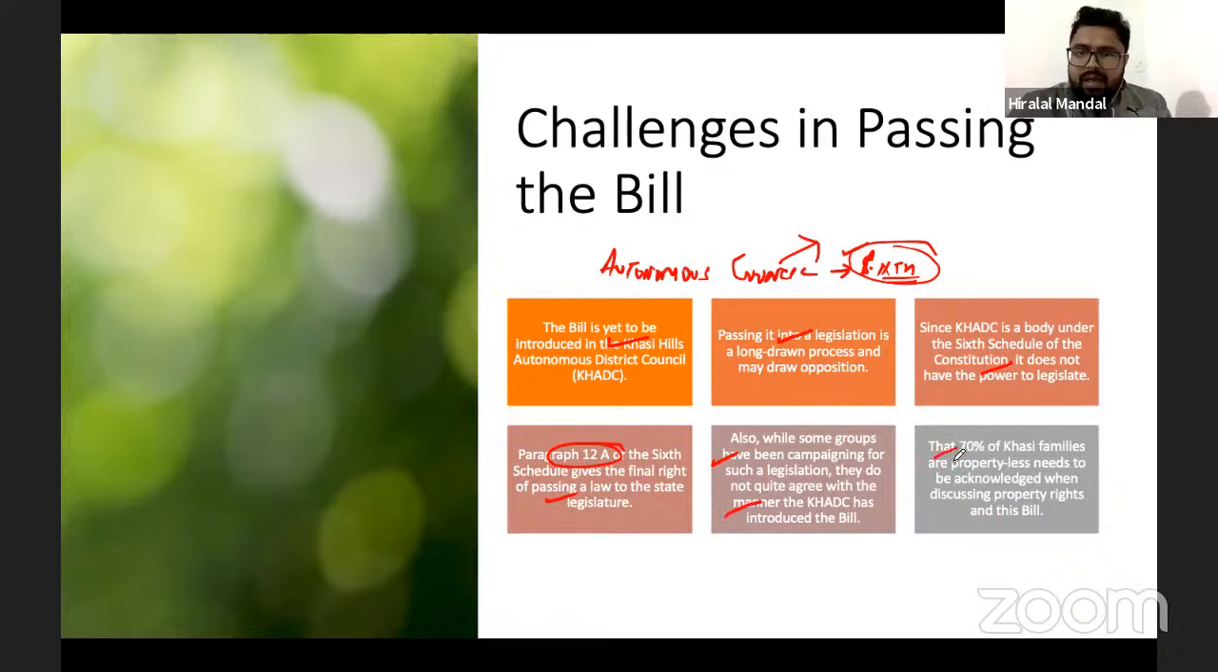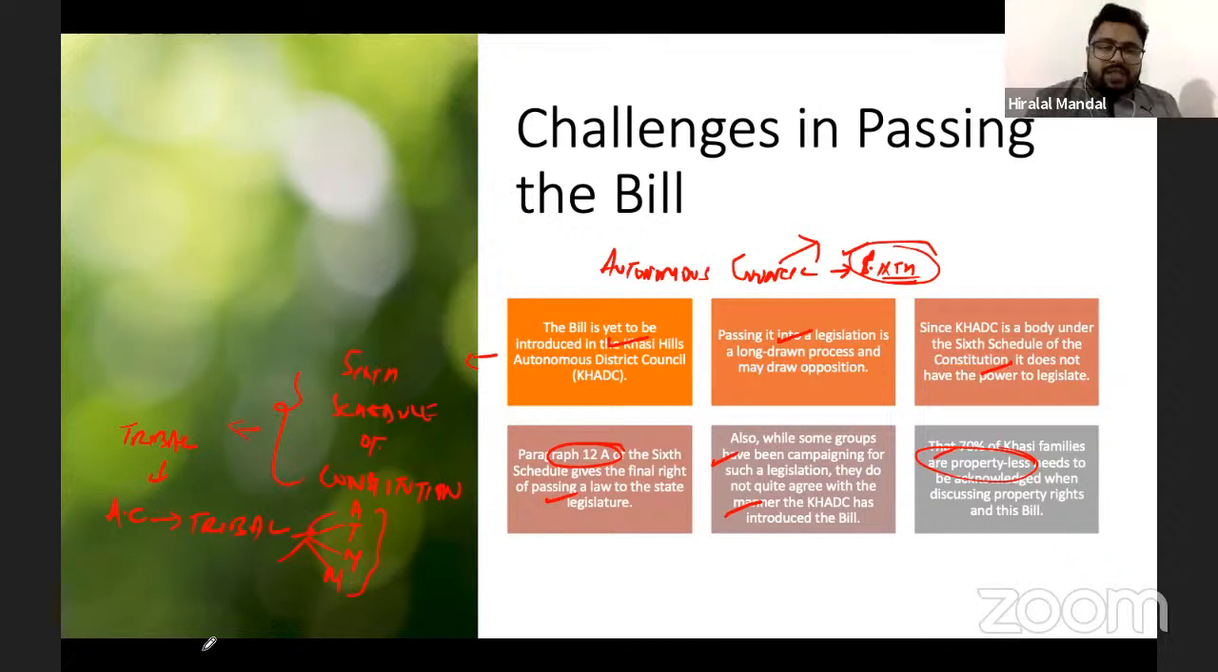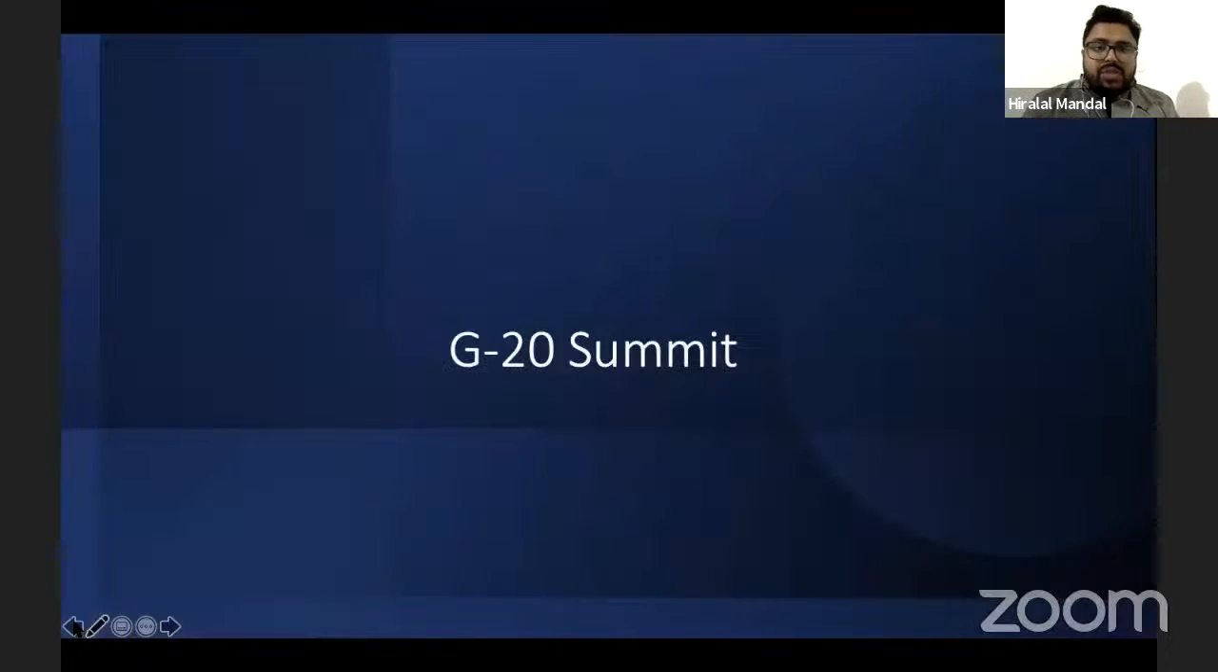Here we need to understand the Sixth Schedule of the Constitution, about which a question can be asked. The Sixth Schedule of the Constitution offers more democratic space to the tribal communities. Therefore, autonomous councils have been created for various tribal communities in various parts of the country, in Assam, Tripura, Mizoram, and Meghalaya. Many times the question has been asked from the Sixth Schedule of the Constitution. So this is what the bill is.